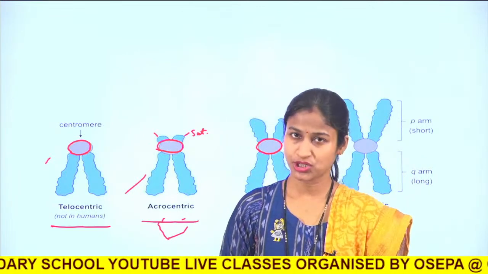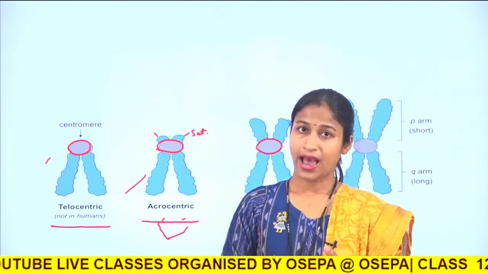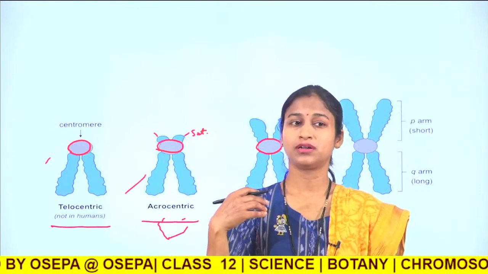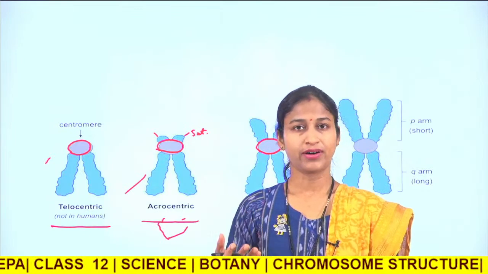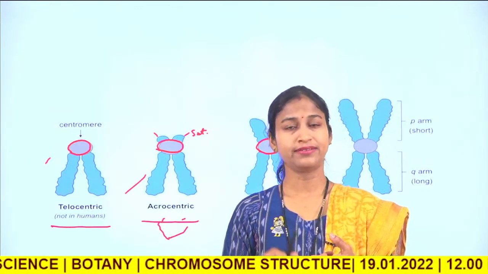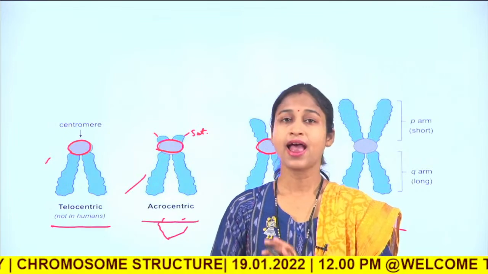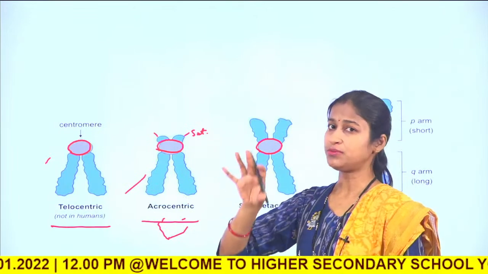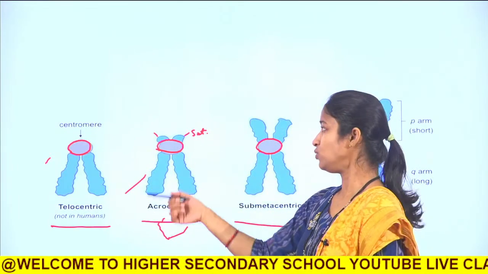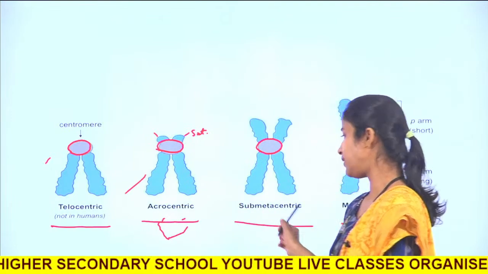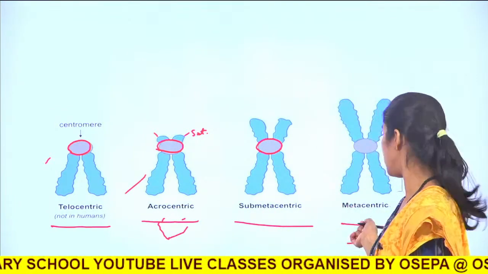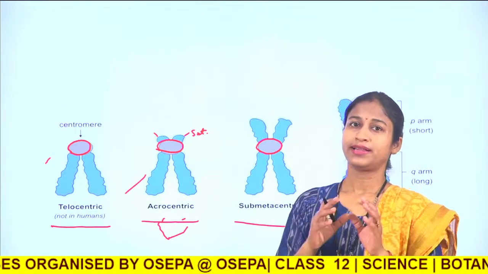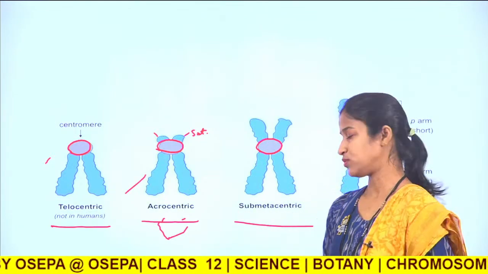On the basis of gene, we can divide it into autosomes and allosomes. On the basis of the number of centromeres, we can divide it into monocentric, dicentric, polycentric and acrocentric. And finally, on the basis of the position of the centromere, we can divide it into telocentric, acrocentric, submetacentric and metacentric. Okay. So, this is regarding structure of chromosome, then classification of chromosomes.